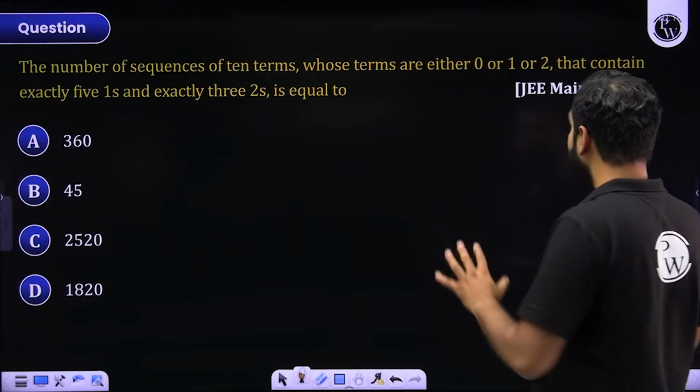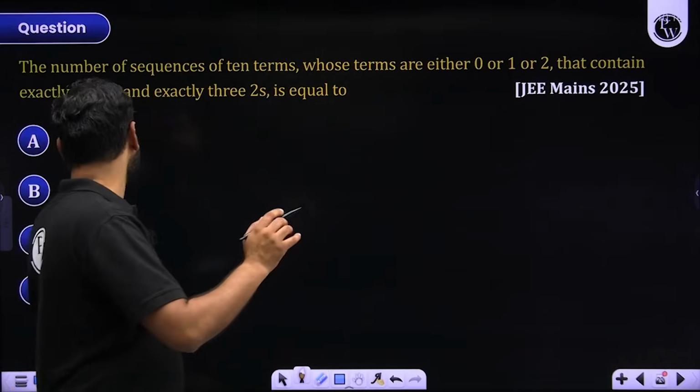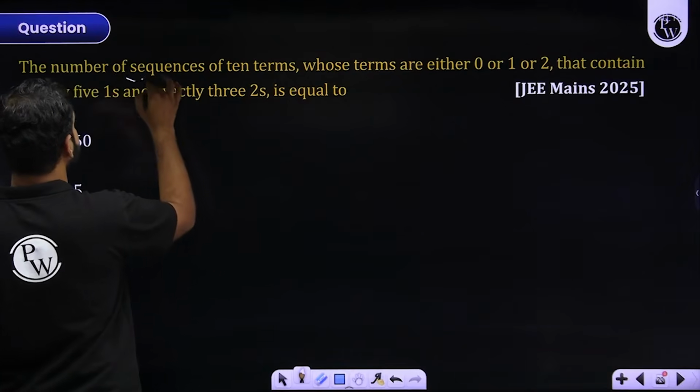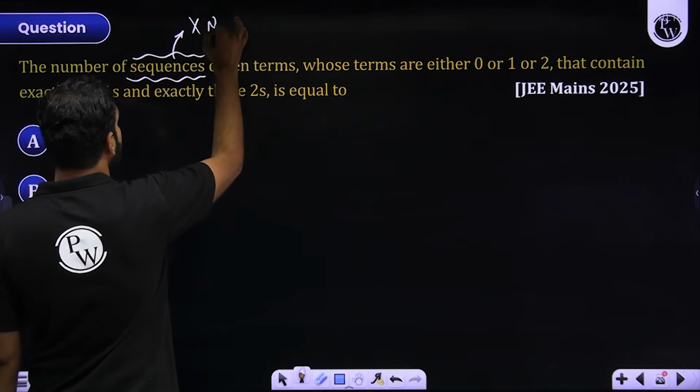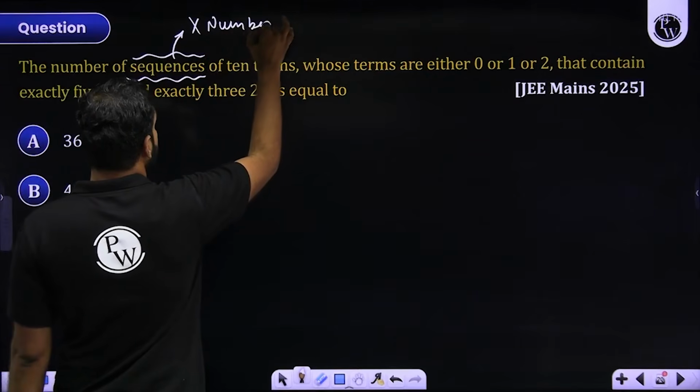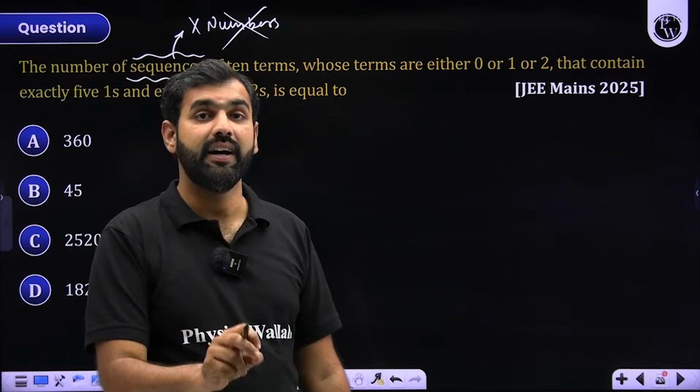If you have gotten this, let's understand the question here. What does it say? Here they are asking you the number of sequences. They are not asking you the numbers. Mind you, they are not asking you the numbers. They are asking you the sequences.